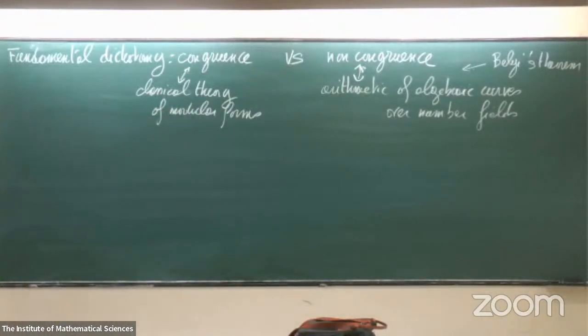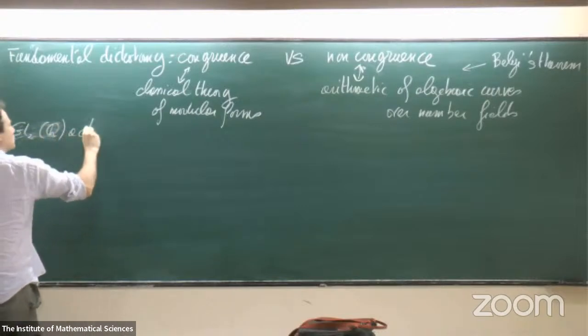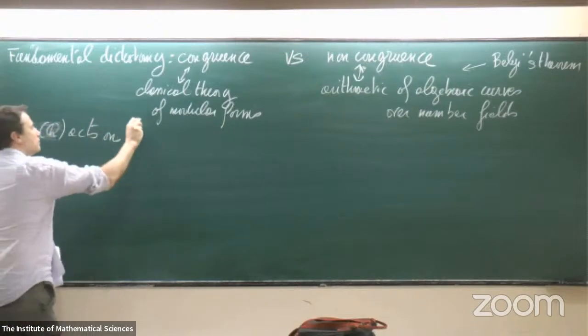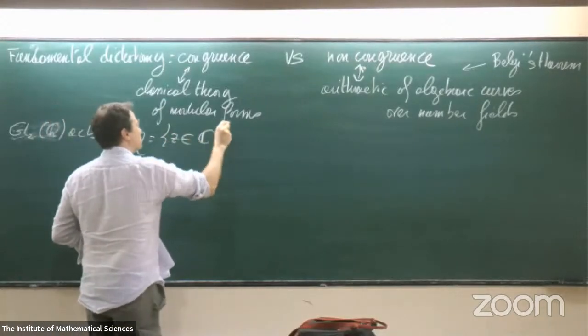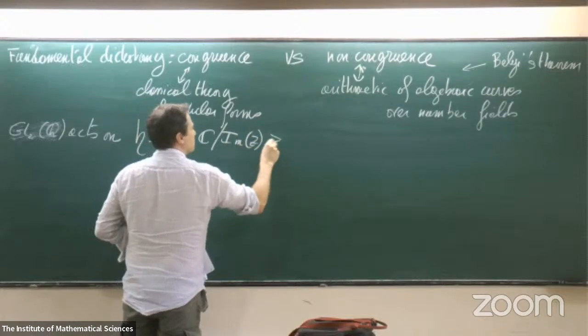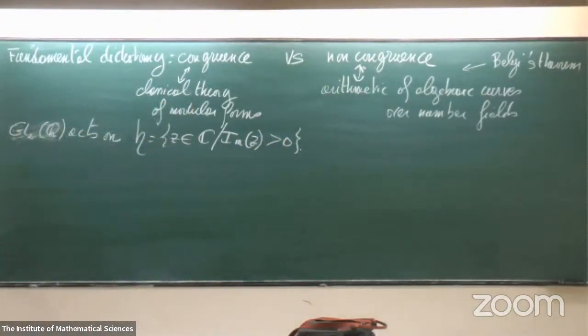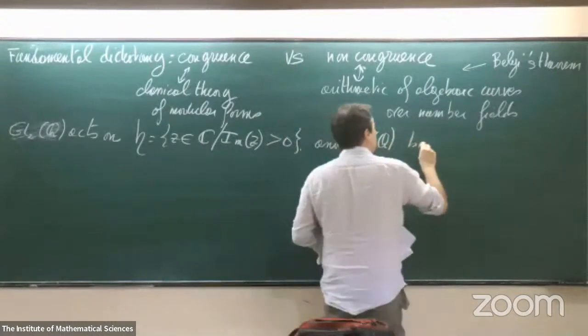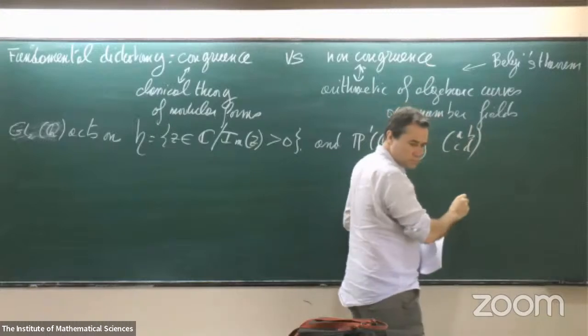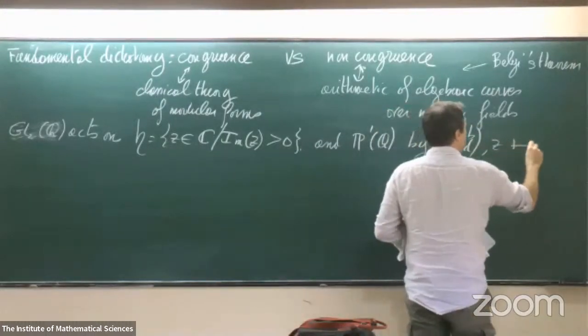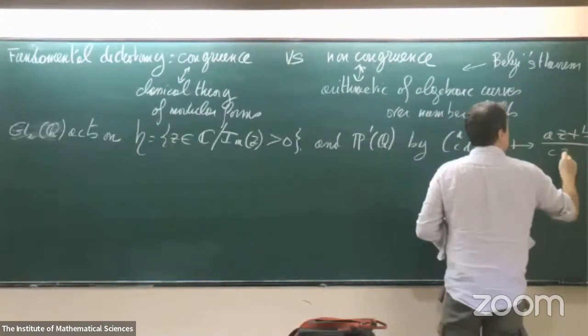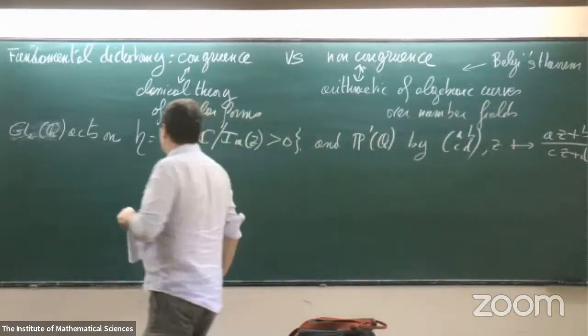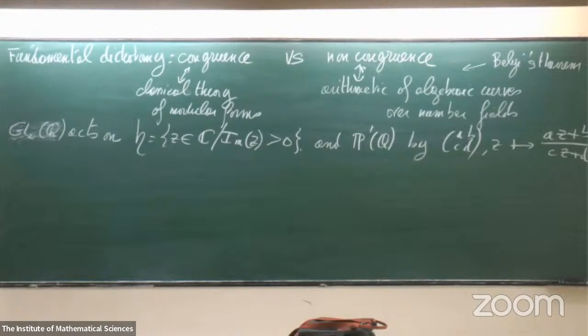So, okay, we have the subgroup of finite index, and SL2 of Z acts, or even GL2 of Q, in fact, on the upper half plane, and also on P1 of Q by homographies. So what's the connection between the upper half plane and P1 of Q?